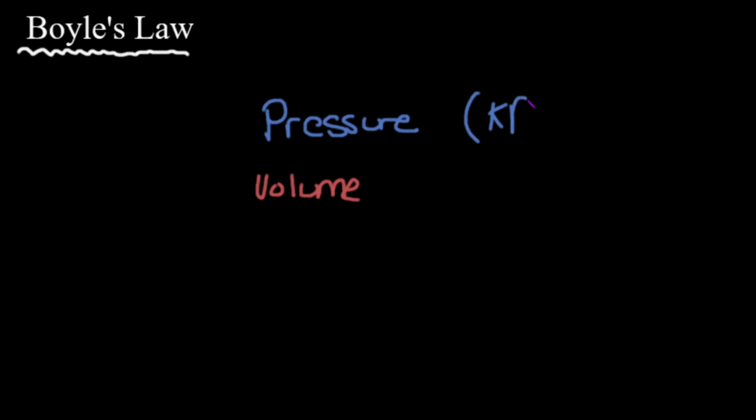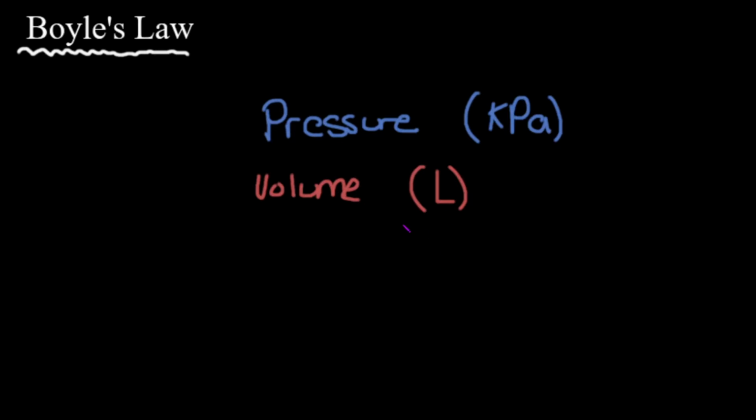Boyle's law is one of the gas laws that talks about how the pressure and volume of a substance are related. So let's start off with pressure. Let's represent that by blue, and let's put volume in red. Most times, not all the times, but most times, pressure is measured in kPa, which stands for kilopascals, and the volume is usually measured in liters.